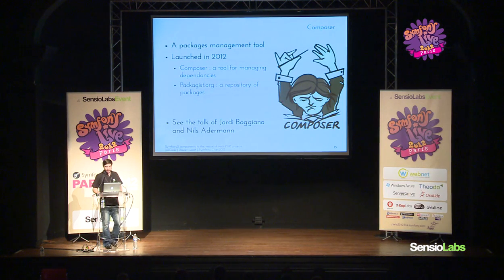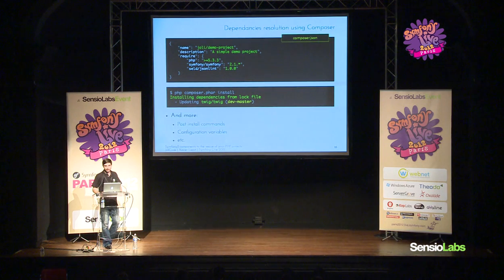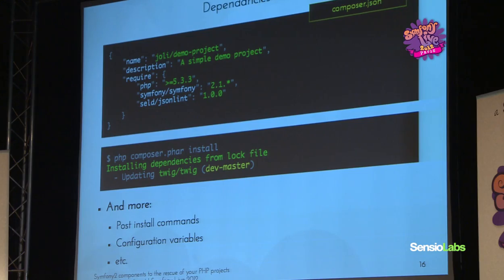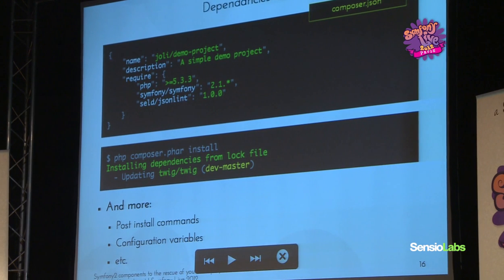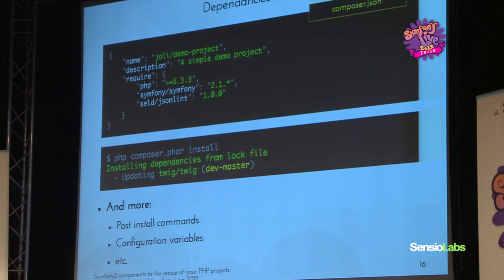Packagist.org is a repository of packages. It lists almost 1,500 packages in the PHP world, and it grows very fast. So how to use Composer? Composer is a very clean and simple solution to load external libraries and to express the dependencies between libraries.